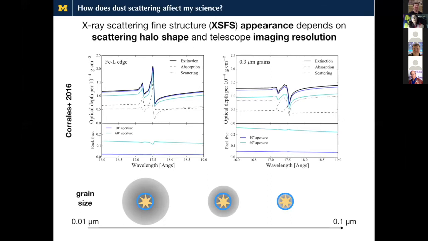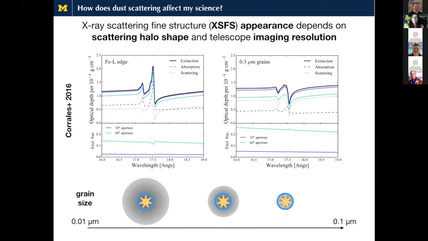But if you go to larger grains, which actually have a lot more scattering, you also have a more compact halo. As I was mentioning earlier, the scattering halo size gets smaller when you get to larger grains. So when you look at this extreme case of only 0.3 micron grains in the ISM, you can see that the 60 arcsecond aperture catches something like 20 or 30% of the scattering halo. And so your features actually get reduced.